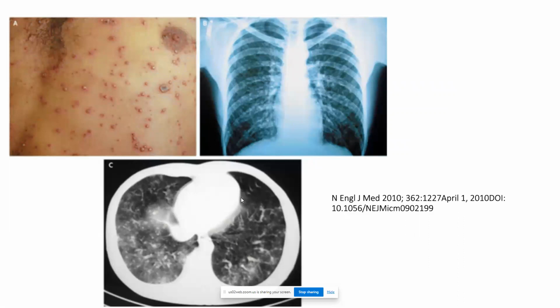Here are some examples. So here's the skin manifestations. It looks like little pustules. There's a classic chest X-ray. It looks micronodular throughout the lungs, and the CT brings it out even better. These tiny little nodules just everywhere. It's a pretty impressive radiograph in people who get sick from this.